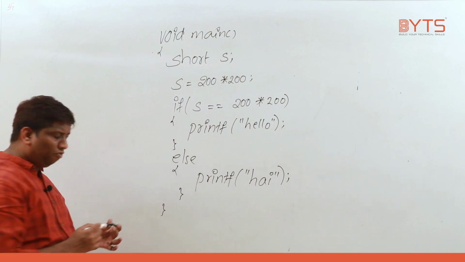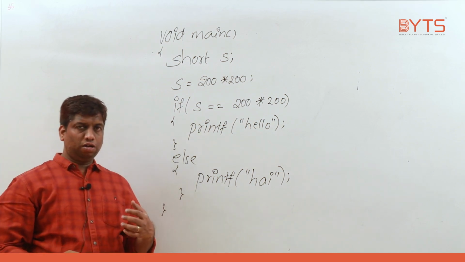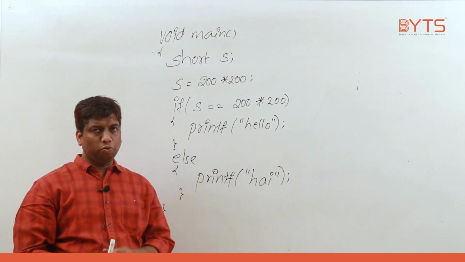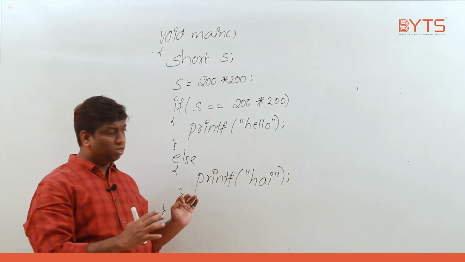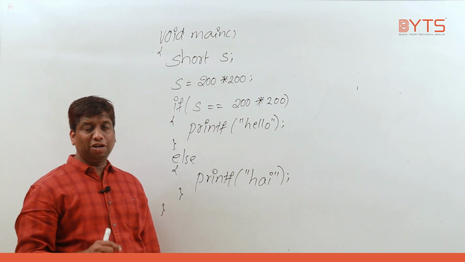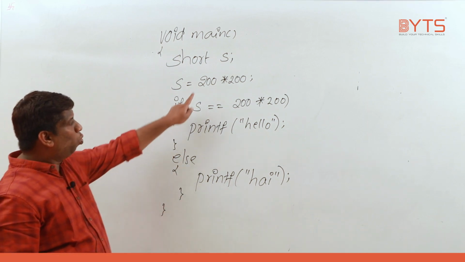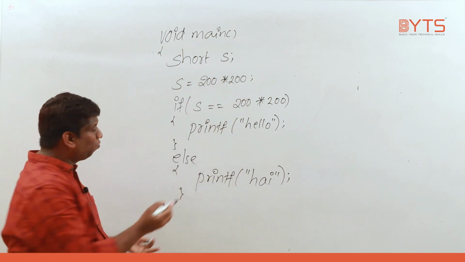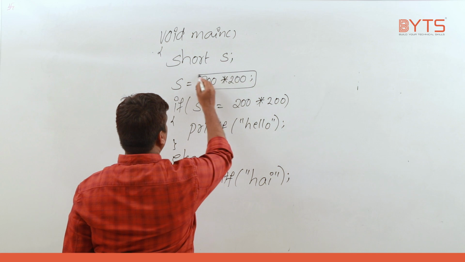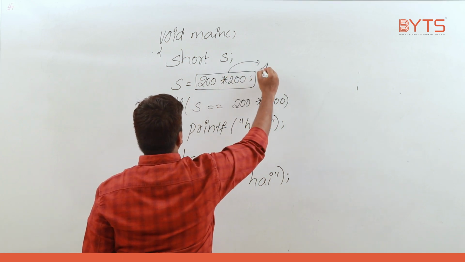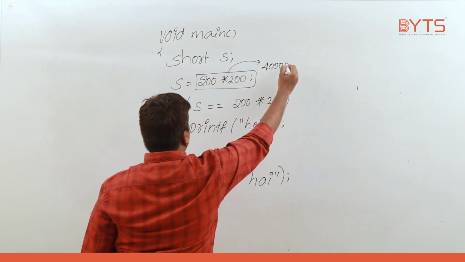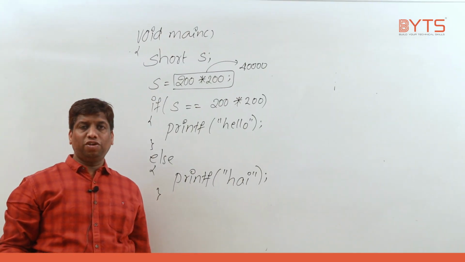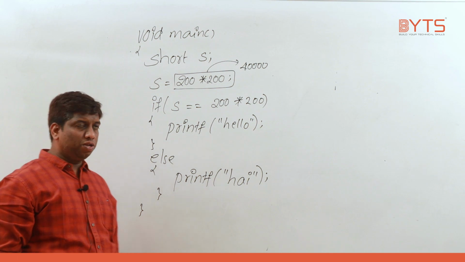Yes, every time we tell the same thing. I always tell the same thing: pause the video, try to find the output. It's a good practice. Always write it, because this type of question comes in placements repeatedly. Well, 200 is integer, 200 is integer, 200 into 200, what is the value? 40,000. Is 40,000 in the range of integer or not? 40,000 is not in the range of integer.